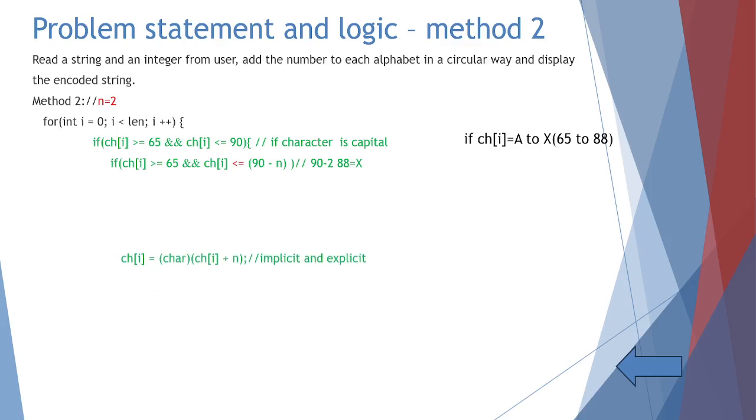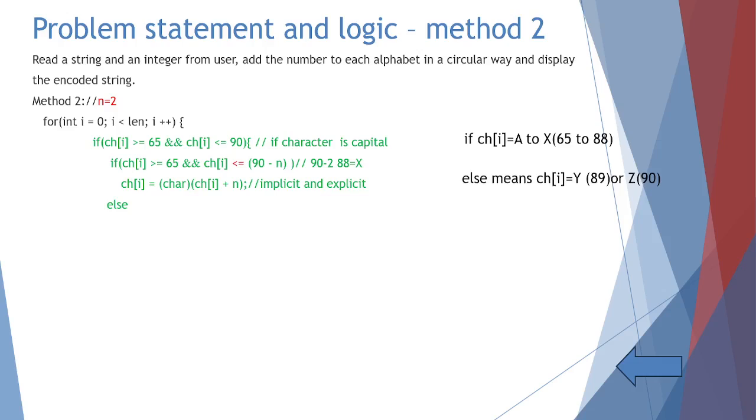That is simple implicit explicit. ch of I plus n, then convert back into character. Store it. But what if it is not less than equal to 90 minus n? That is the else part. That means we are talking about two conditions.